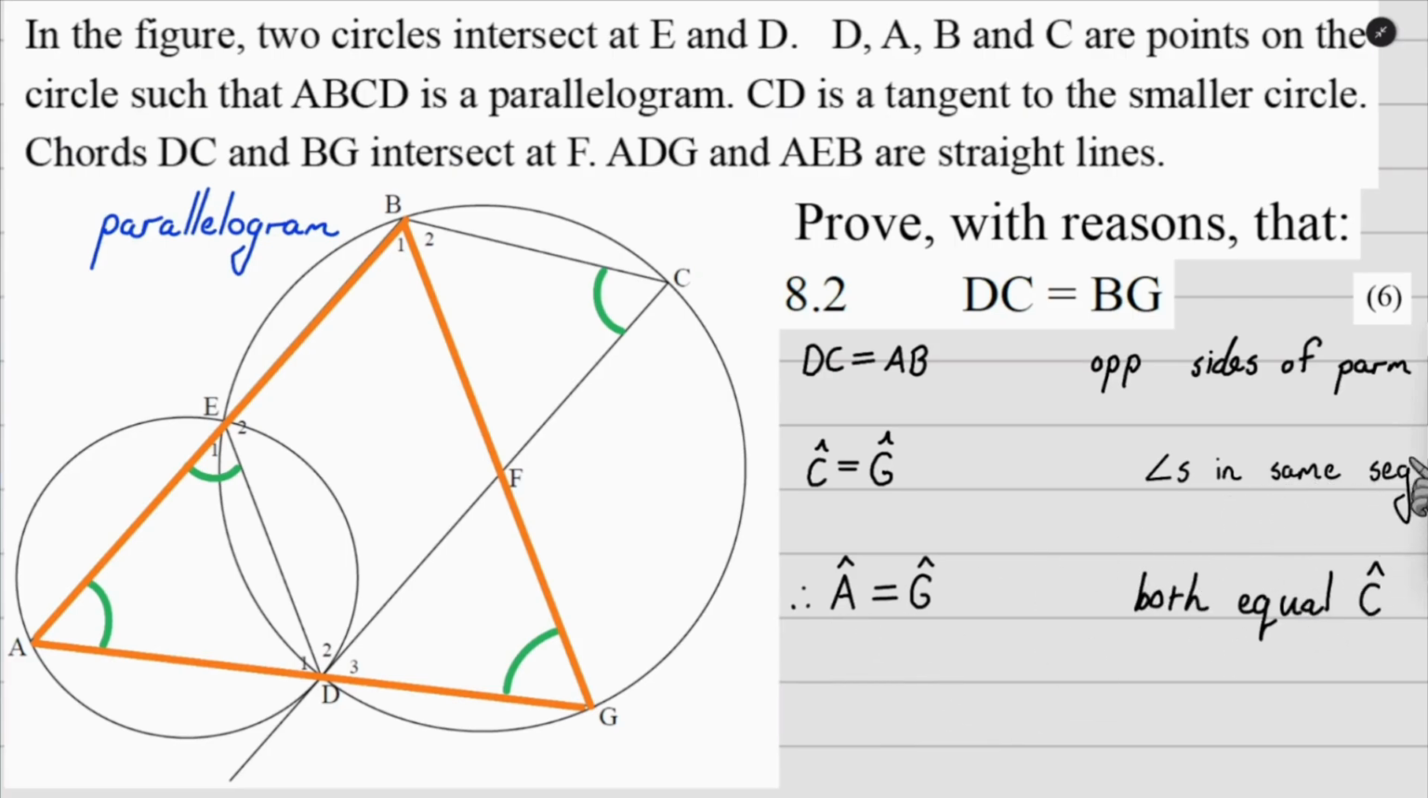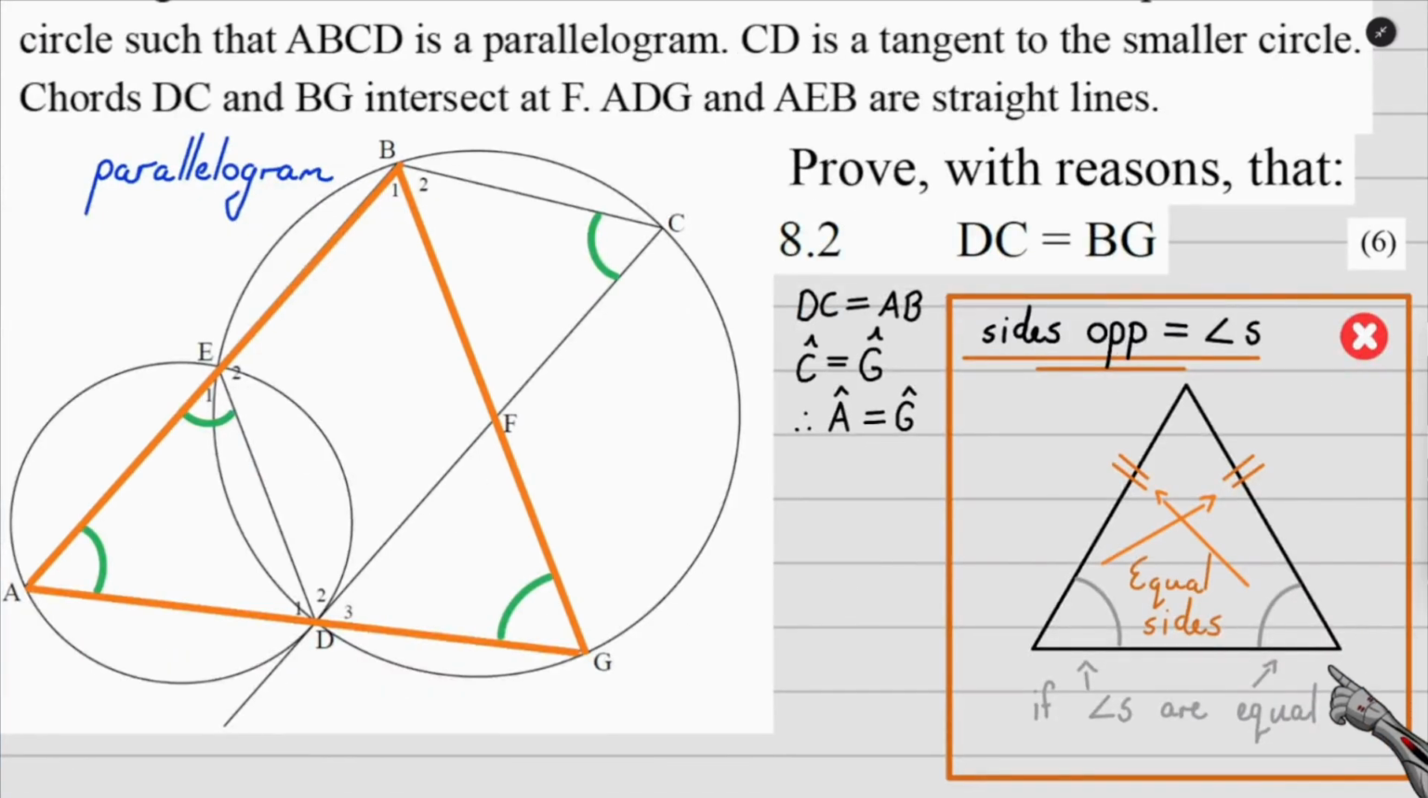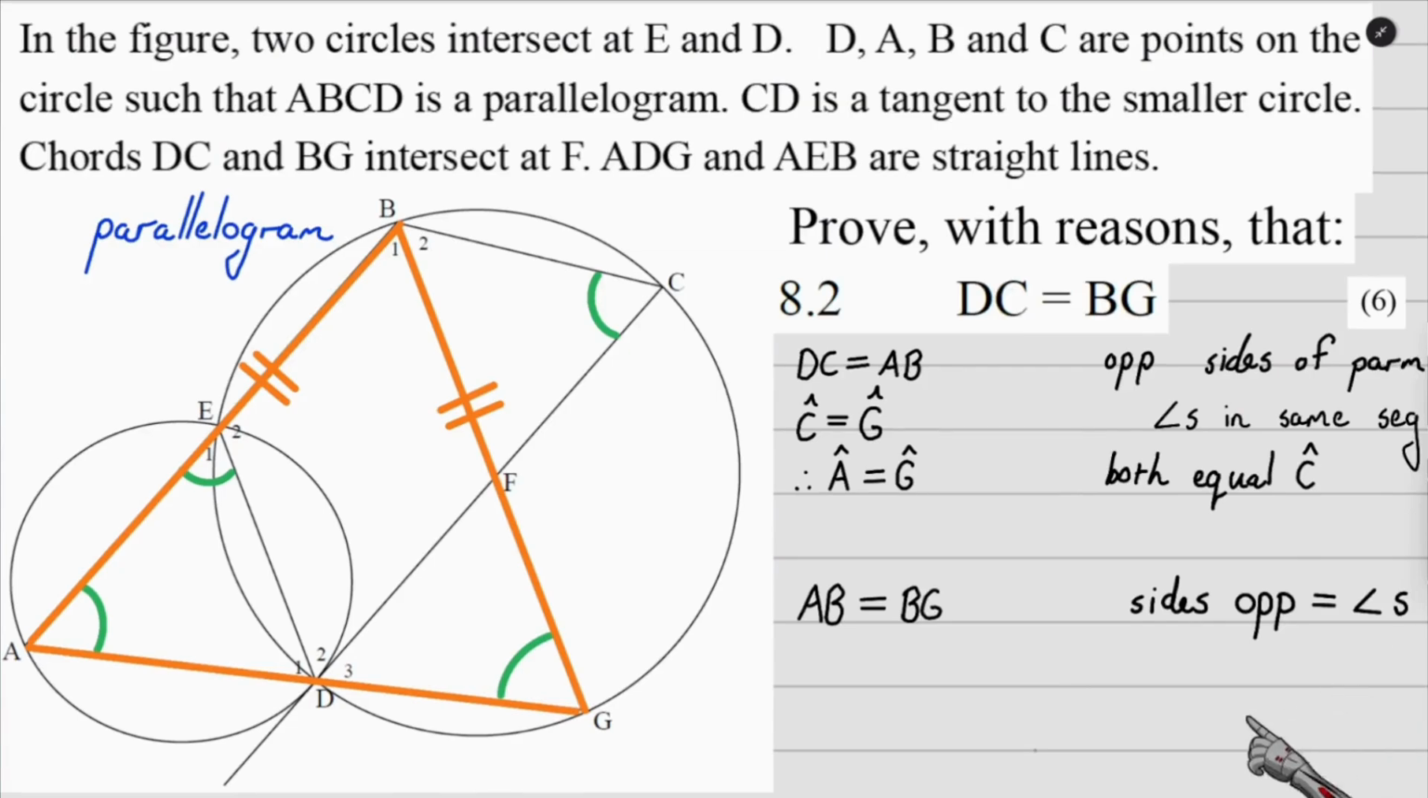Now, sides opposite equal angles. We saw this theorem in the previous question. If I've got equal angles at the base of my isosceles triangle, then the sides opposite them must be equal. So if I see my base angles are equal over here, I'll go to the opposite side, which is BG. And over here, I go to the opposite side, which is AB. And I can conclude they're equal for this reason. And we're going to state it just like this: AB equals BG, sides opposite equal angles.